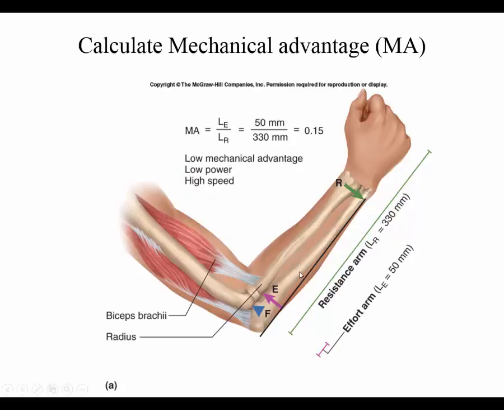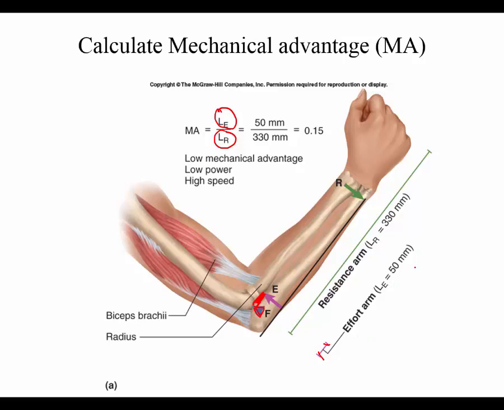Now here's the important part. You can calculate a mechanical advantage of these levers. Mechanical advantage equals length of the effort arm over length of the resistance arm. Well, what the heck does that mean? You always measure from the fulcrum. So from the fulcrum to the effort right here is the length of my effort arm. That little purple bracket is my fulcrum to my effort. That's the length of the effort arm.